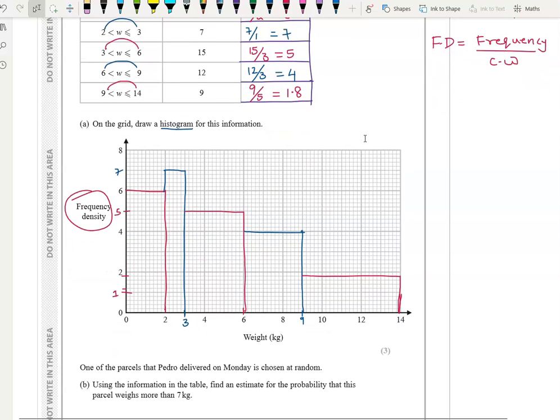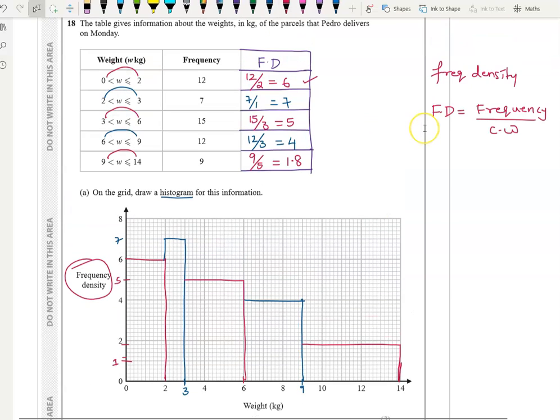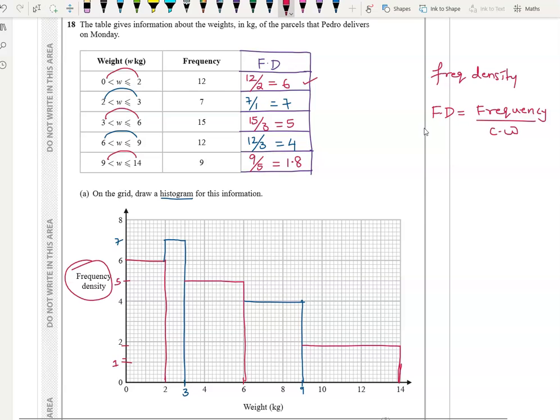It says one of the parcels that Pedro delivered on Monday is chosen at random. Using the information in the table, find an estimate for the probability that the parcel weighs more than 7 kg. So it is selected among all the delivered parcels on Monday. Let's find the total frequency, how many parcels were delivered on Monday. You need to add up all the frequencies, so 12 plus 7, 15 plus 12 plus 9, that will give you a total of 55. So your probability is out of 55.